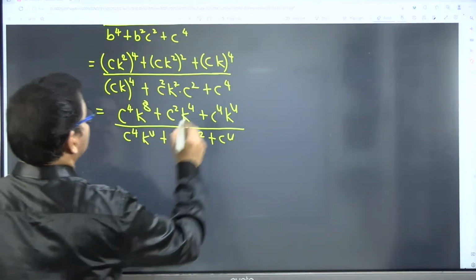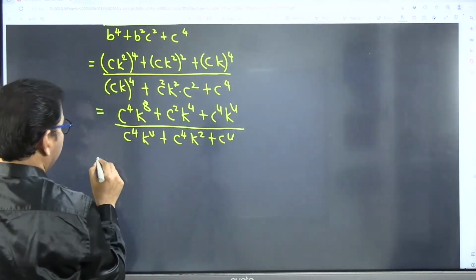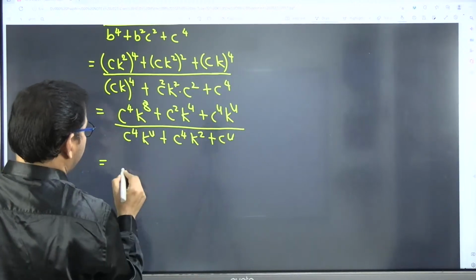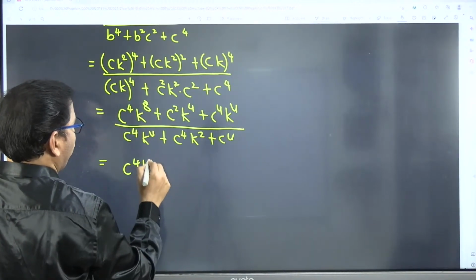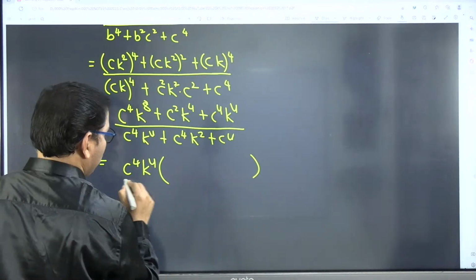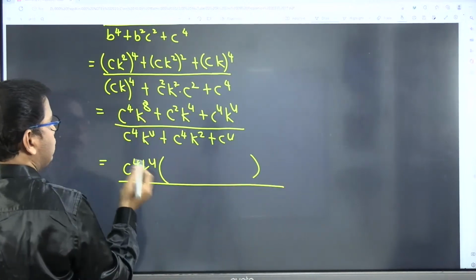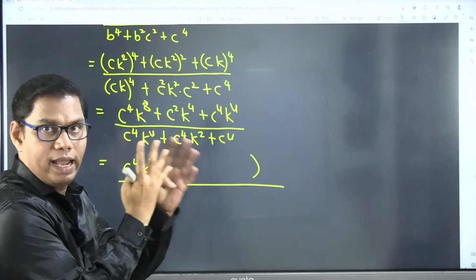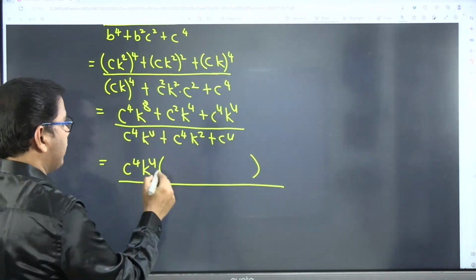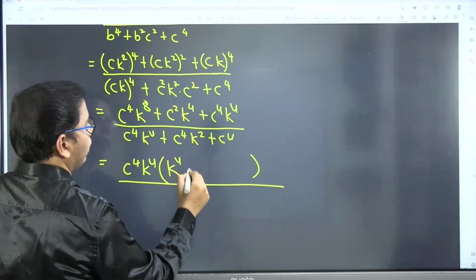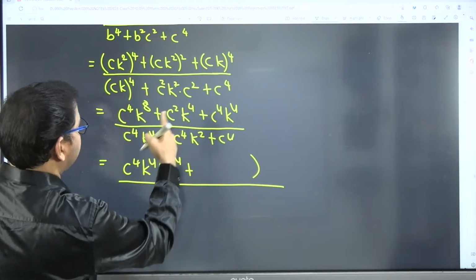And what now? क्या करेंगे? Let us take c raised to 4 k raised to 4 कॉमन. ओके तो क्या बचेगा ब्रैकेट में? c raised to 4 कॉमन निकला है, 8 k's में से 4 k निकले और 4 k बच गए. ओके k raised to 4 प्लस c square.